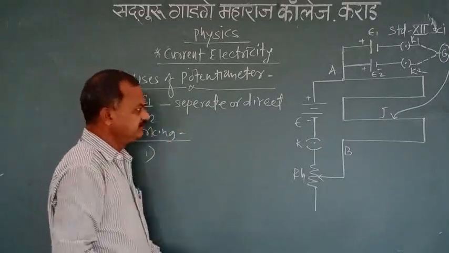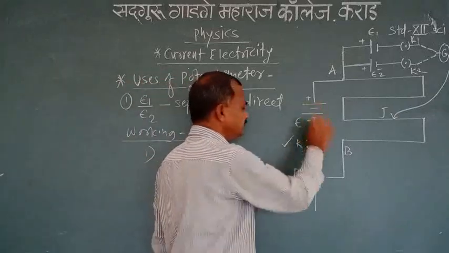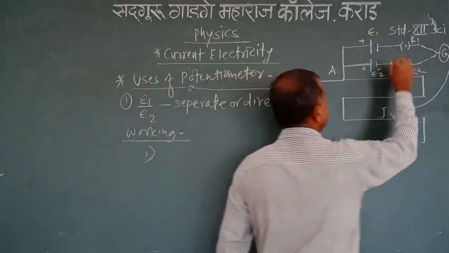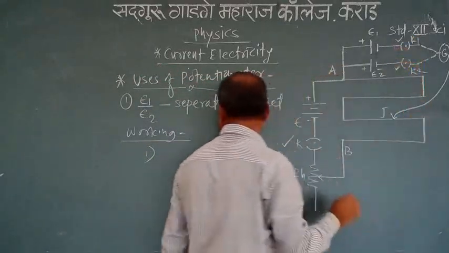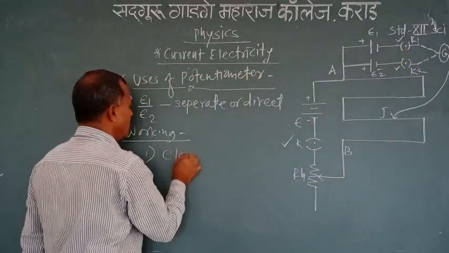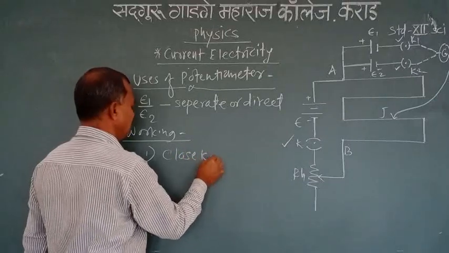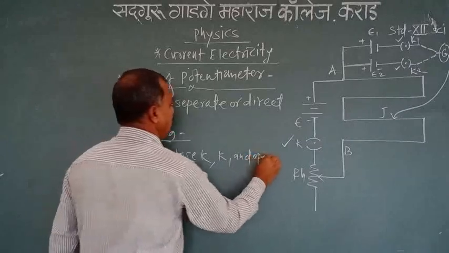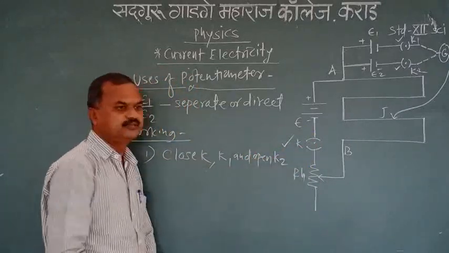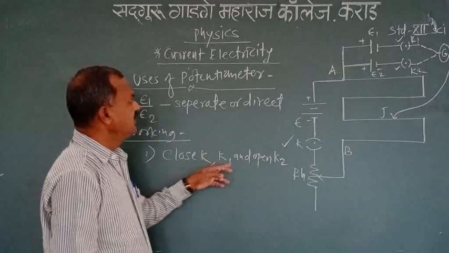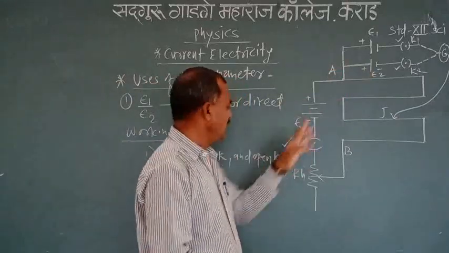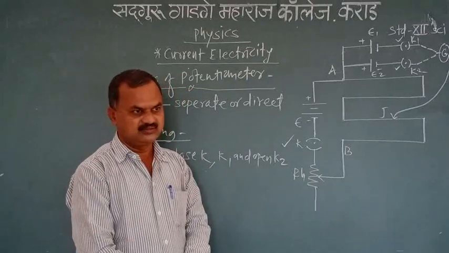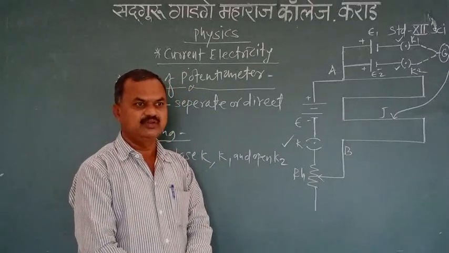In first step, close K1 and open K2. That means cell 1 is in circuit and cell 2 is not in the circuit. Only cell, first cell having EMF E1 is in the circuit.